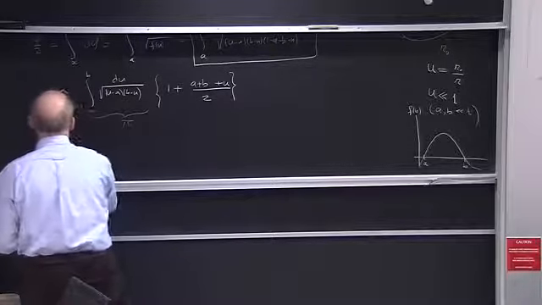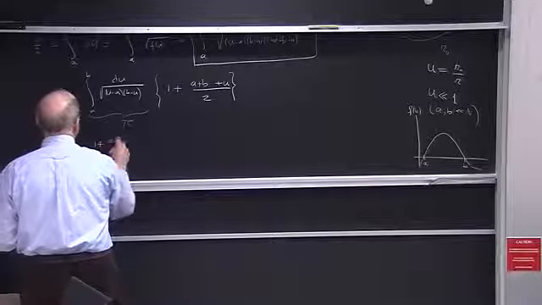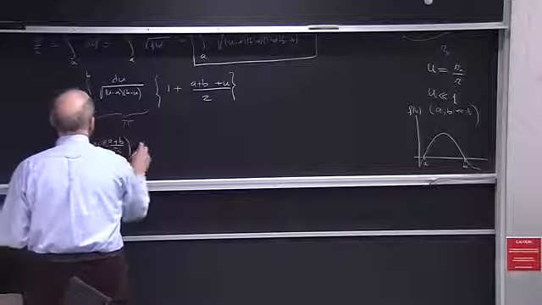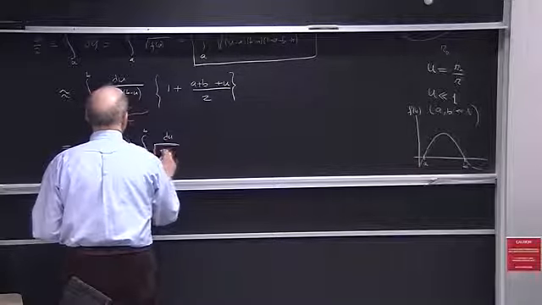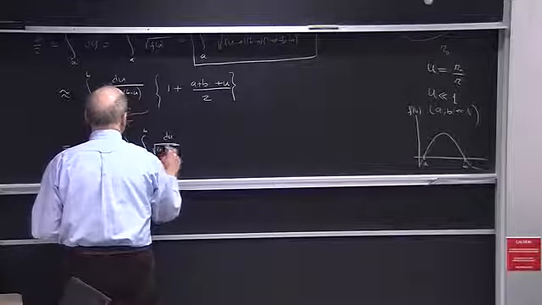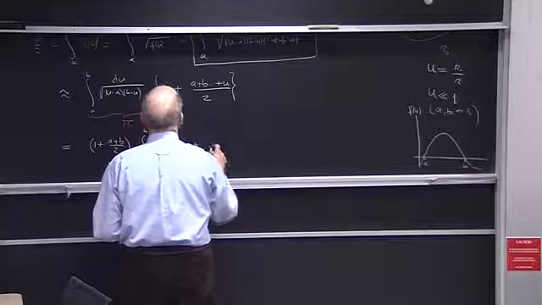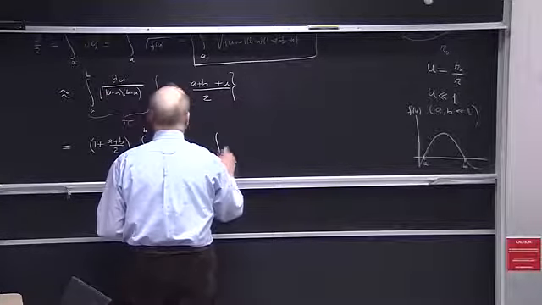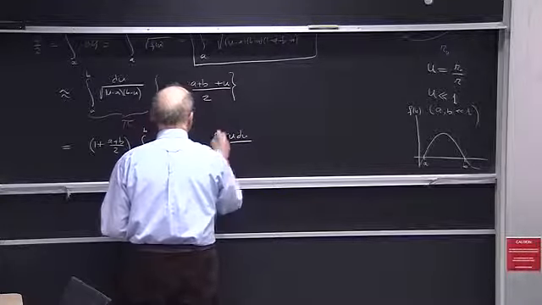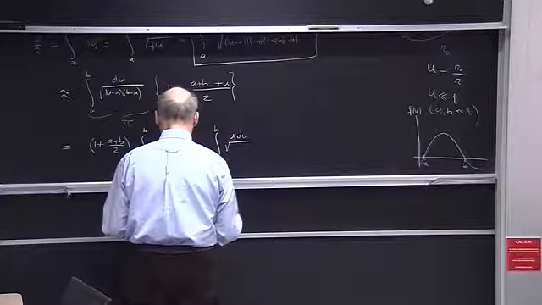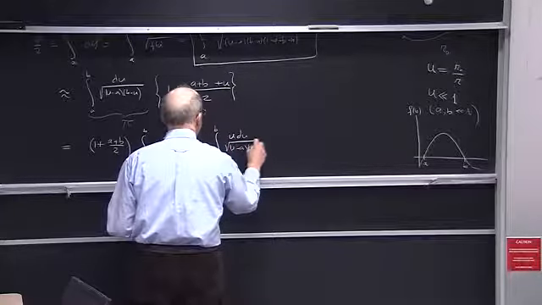In any case, this is equal to 1 plus (a plus b)/2 times this integral from a to b of du over the square root of (u minus a) times (b minus u), plus what's left over: the integral of u du over the same square root, (u minus a) times (b minus u).